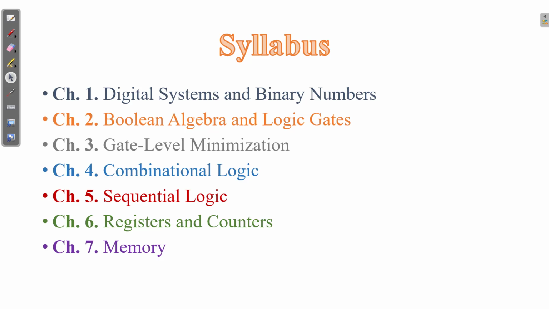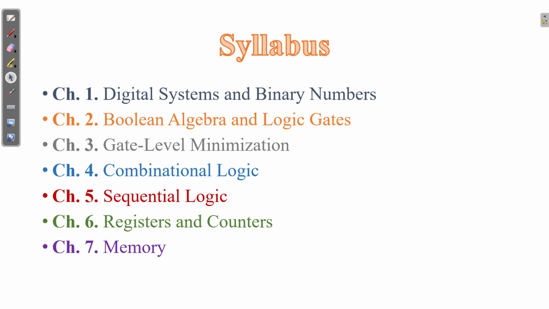In chapter 1, we will talk about digital systems and binary numbers, because you know that the fundamental concept of digital systems is binary numbers, and digital systems work with binary systems. For this reason, we have to learn about these binary numbers and how we can convert different types of numbers like decimal, octal, and hexadecimal numbers to binary numbers.